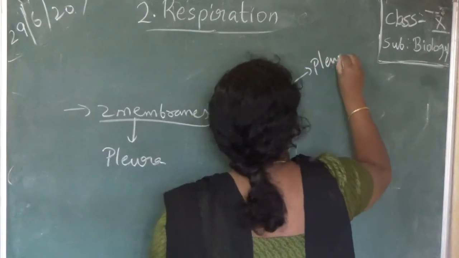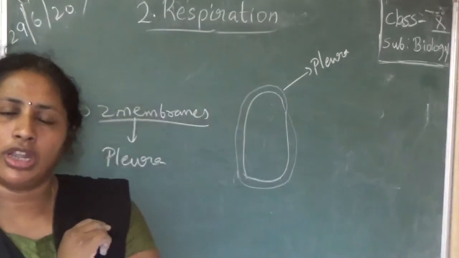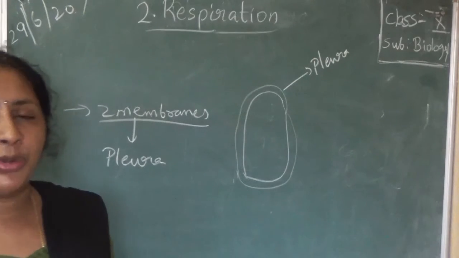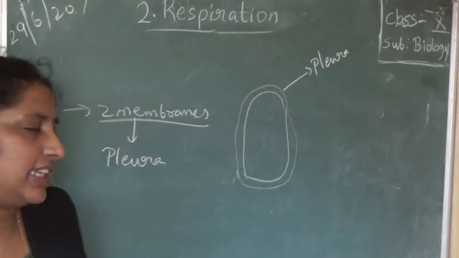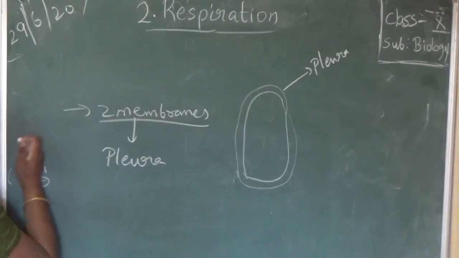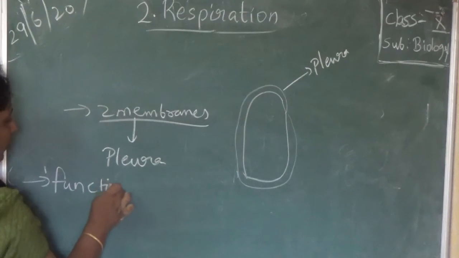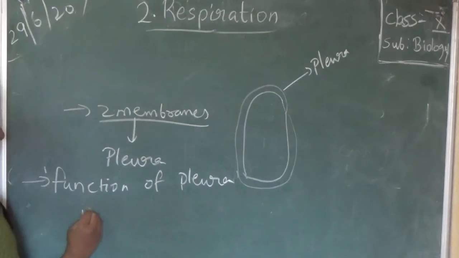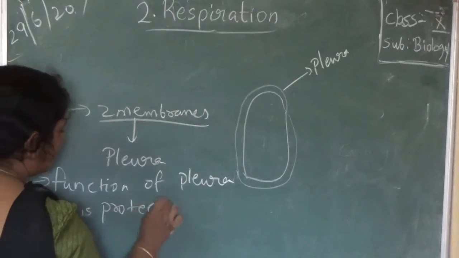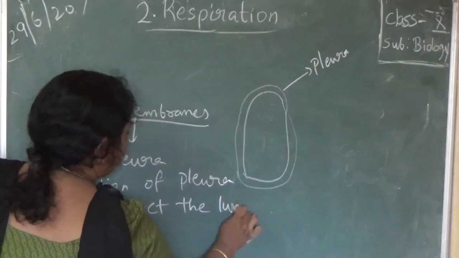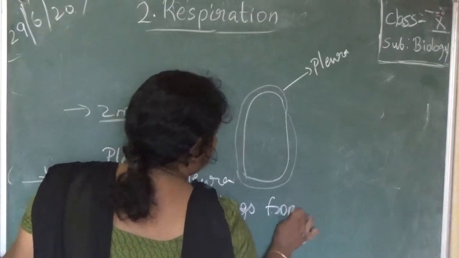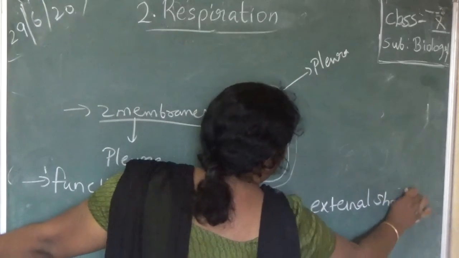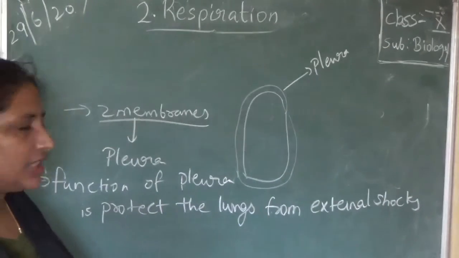Okay. So lungs are covered by a membrane called pleura. So what is the function of pleura? It protects the lungs from external shocks. So the function of pleura is to protect the lungs from external shocks. Okay? Protect the lungs from external shocks.